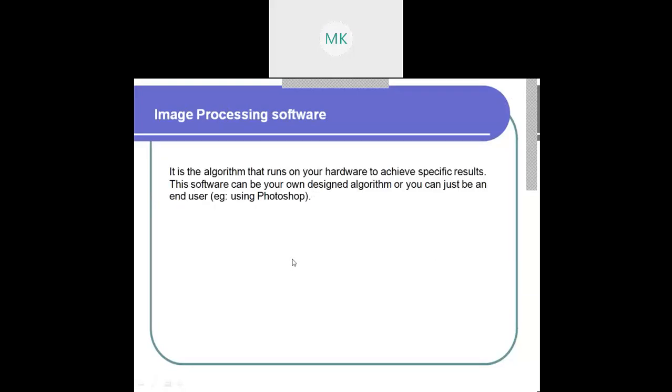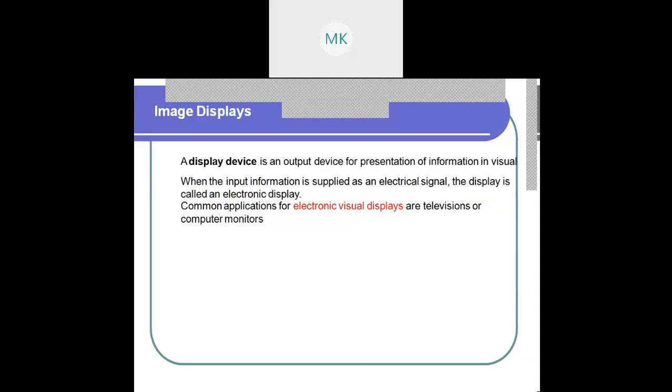Next comes image processing software. There should be an algorithm that runs on your hardware in order to achieve specific results. This software can be your own designed algorithm, or you can just be an end user using Photoshop. So specialized software is required in order to run image processing applications. Next, image displays, which I have told, are in the form of color TV monitors. Monitors are driven by the outputs of the image and graphic display cards.